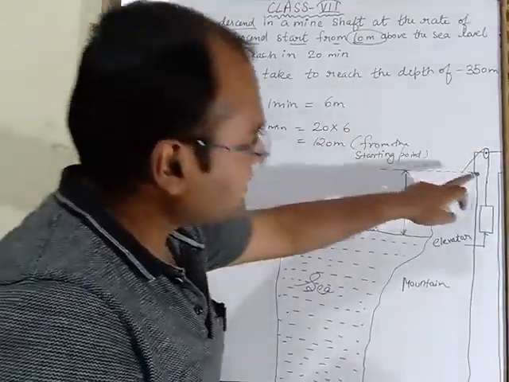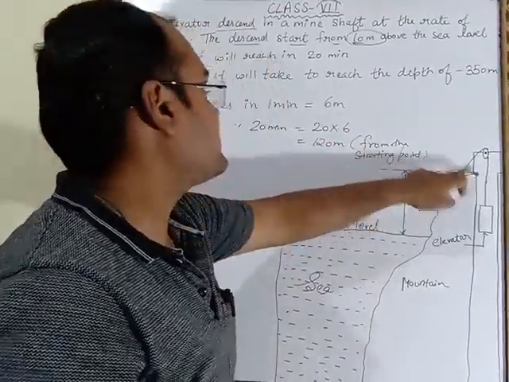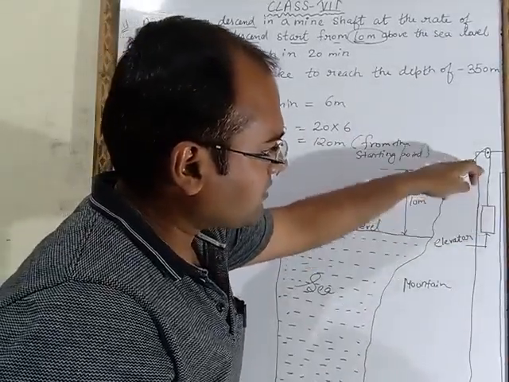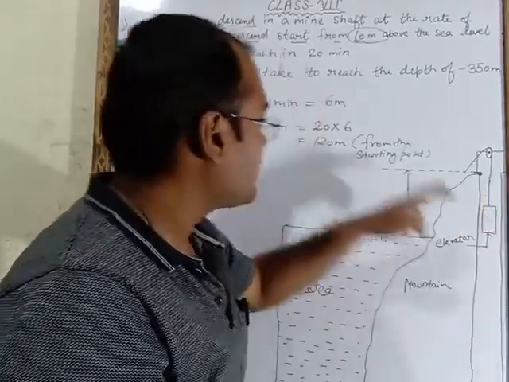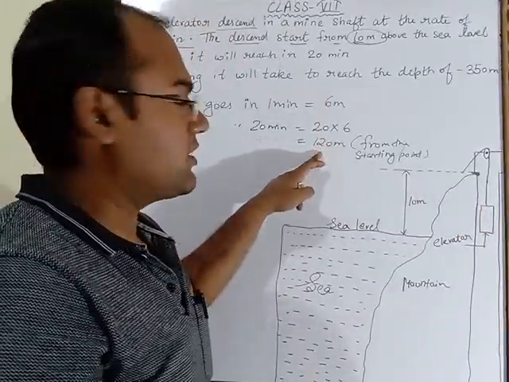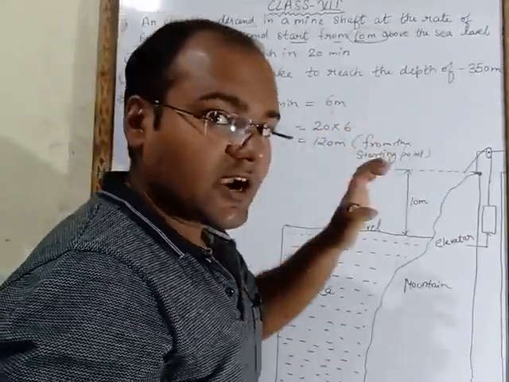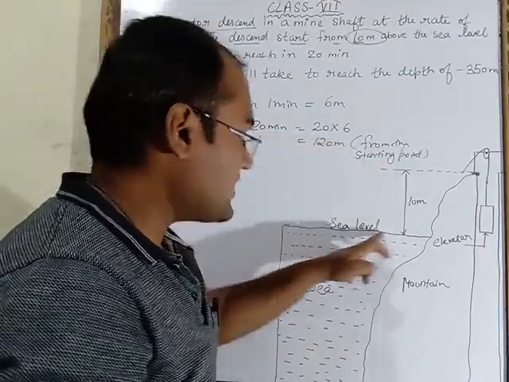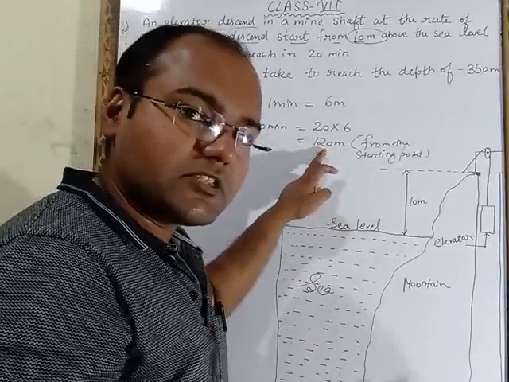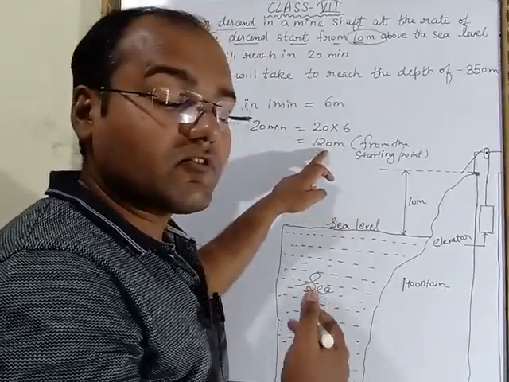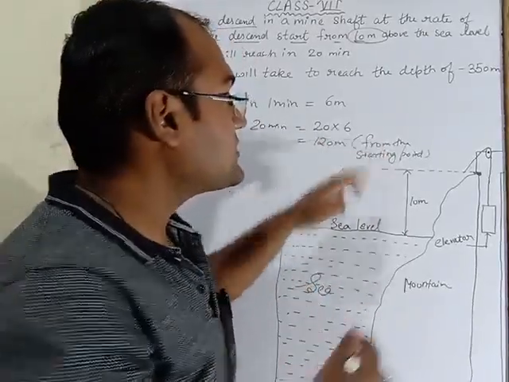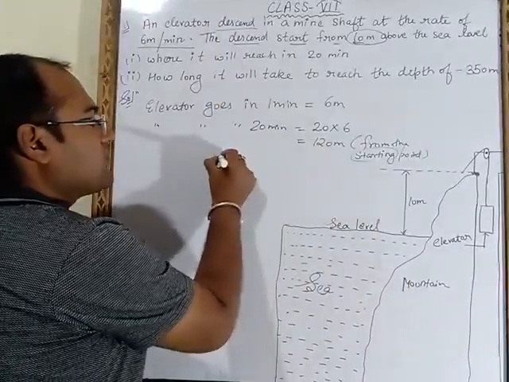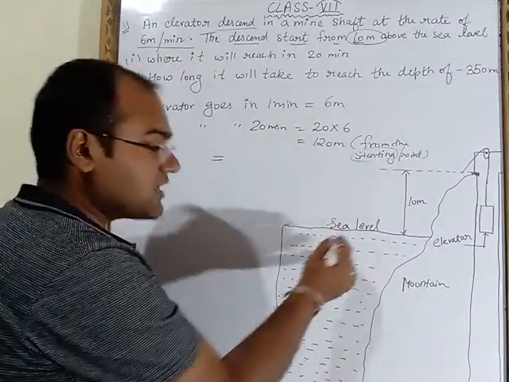So mining is starting from this point. That means in 20 minutes from this starting point, how much distance down will this elevator go? 120 meter it will go down from the starting point. But if we find this distance from the sea level, then this answer will change. This 120 meter is from the starting point. Now we will find this distance from the sea level.